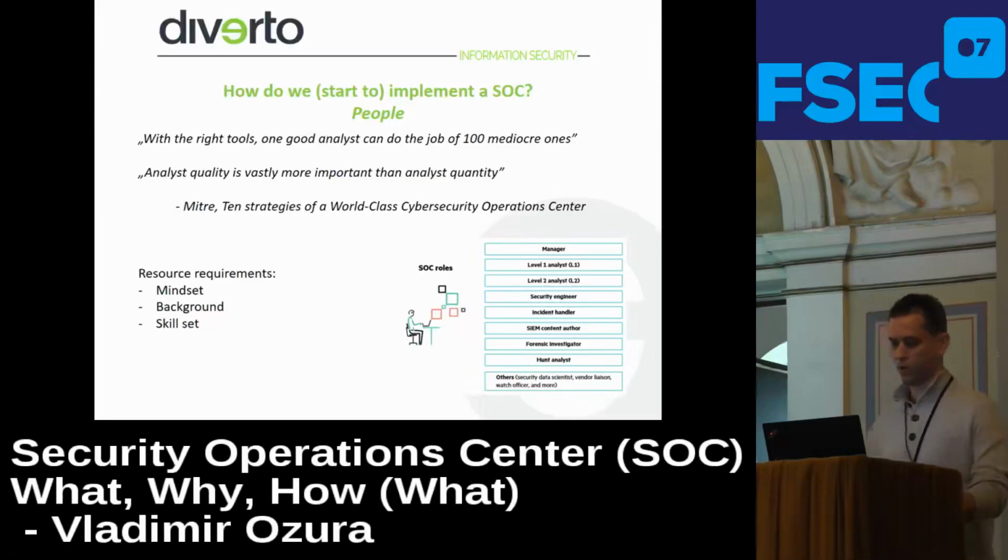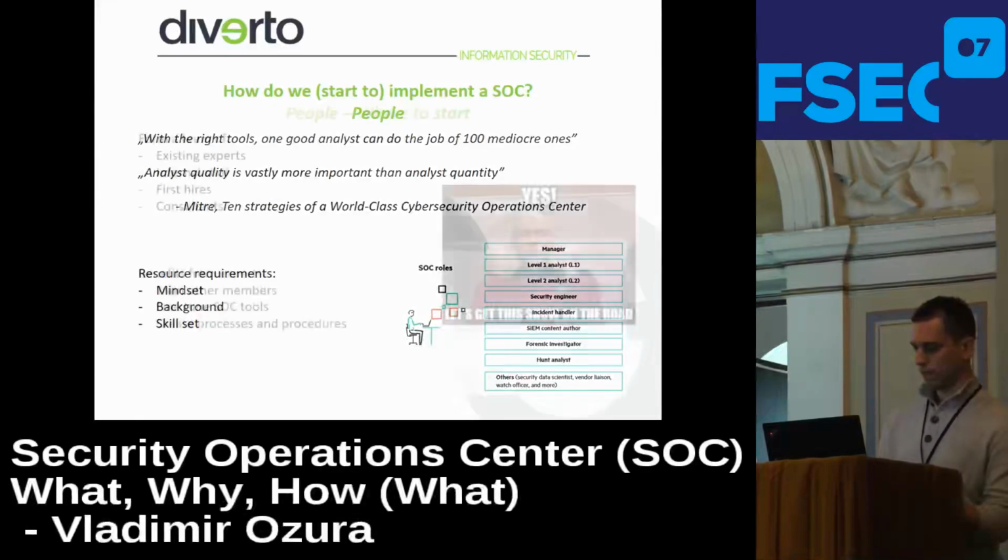There's a very good book out there that I would recommend you read. It's called 10 Strategies of a World-Class Cybersecurity Operations Center. There are 2 quotes in that book which I admire. The first one is that if you have the right tools and just one good analyst, you will actually be more successful than having 100 mediocre ones. And the other one is that you should always be looking for quality instead of quantity.